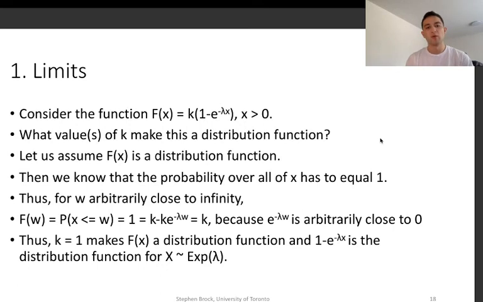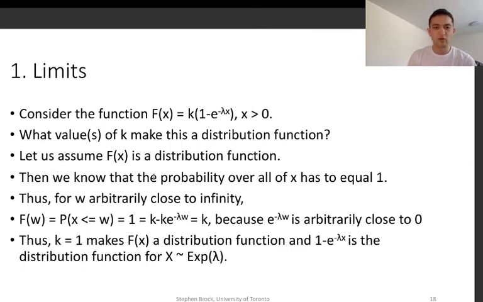One of the things that hopefully you have noticed already is that the probability that X is less than its maximum value has to equal 1. Because from the lower bound to the upper bound of all possible values of x, if you sum up the probability over all of that, it has to equal 1. And that's the definition of a probability function.